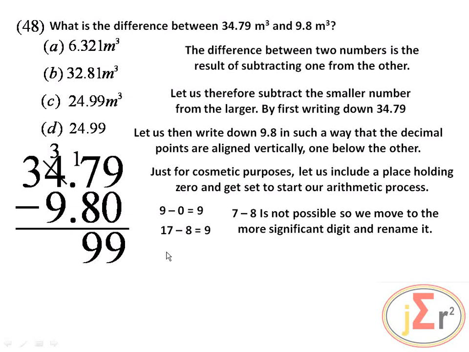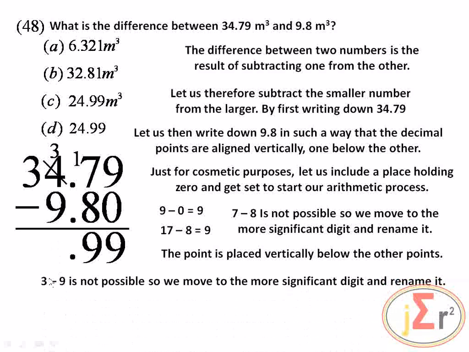Okay, Jerry, we need to put the decimal point also. So let us put the decimal point, and that decimal point will be vertically below the other points that we have there already. Very nice, Jerry. So we're going to say now 3 minus 9, and that is 6. Is it, Jerry? Okay, that shows that you are paying attention.